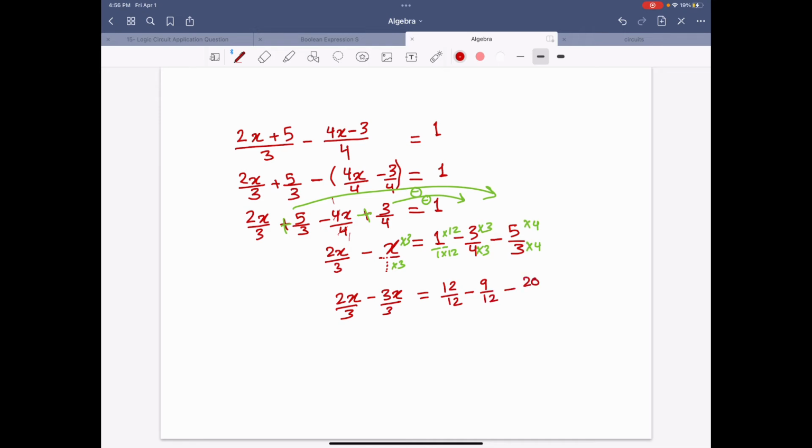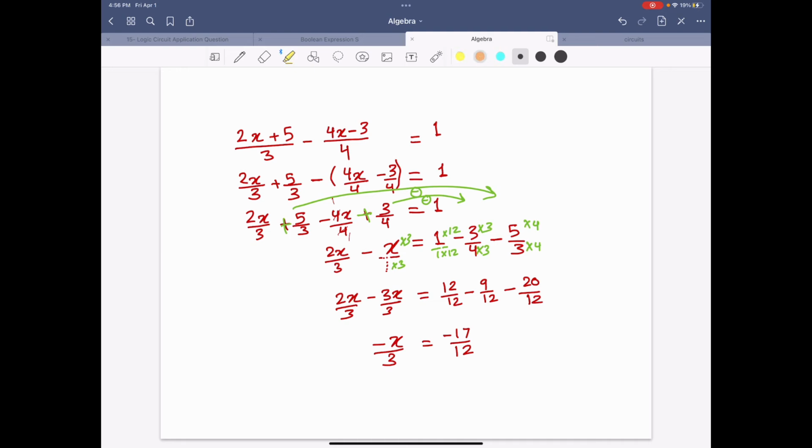minus 20 over 12. 12 take away 9, that's 3 minus 20, that's minus 17 over 12. And then on the left side, we have 2x take away 3x is minus x over 3. Okay, and we need to isolate x.